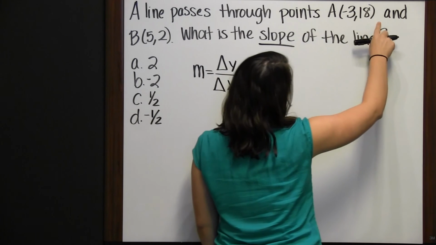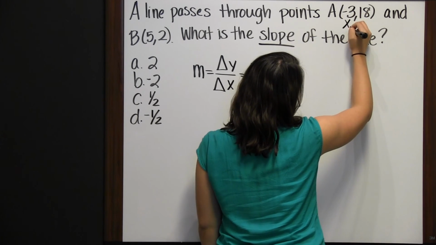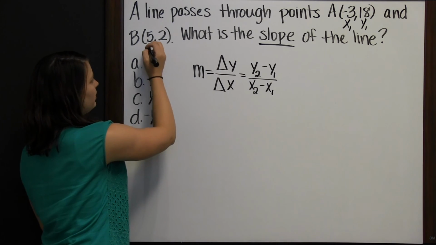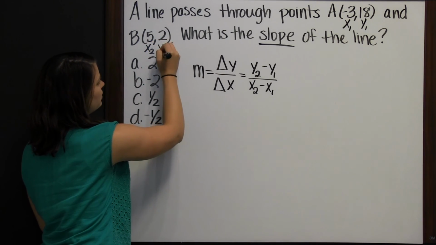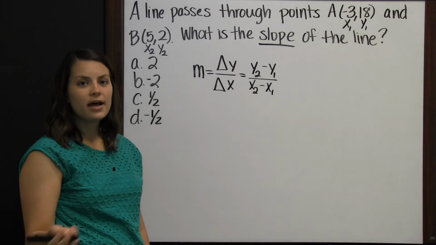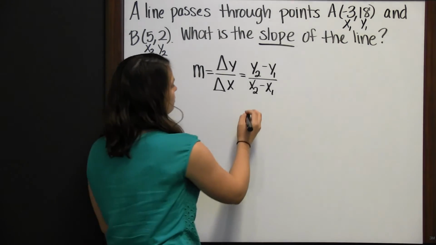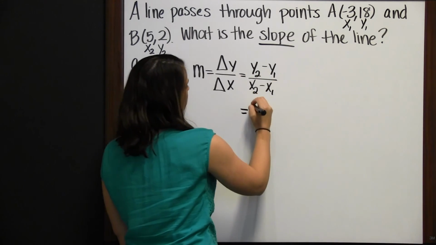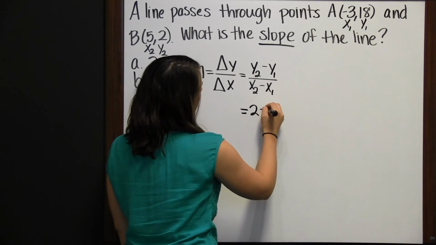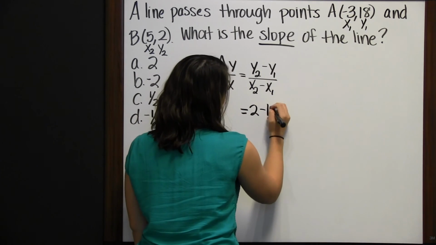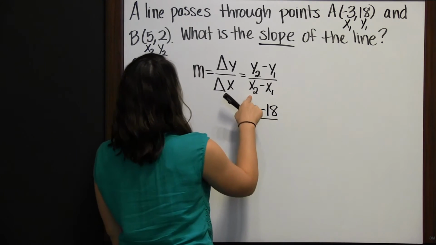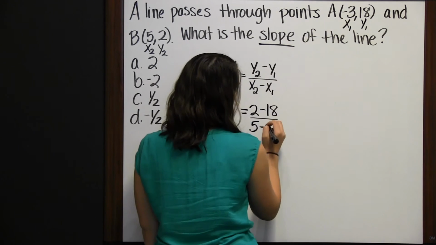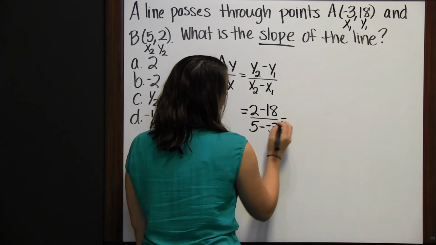So this first point, this would be our first x and our first y. And then our second point here, B, would be our second x and our second y. And now that we've labeled, we just need to substitute. y2 is 2 minus y1 is 18 divided by x2 is 5 minus x1 is negative 3. And then we simplify.